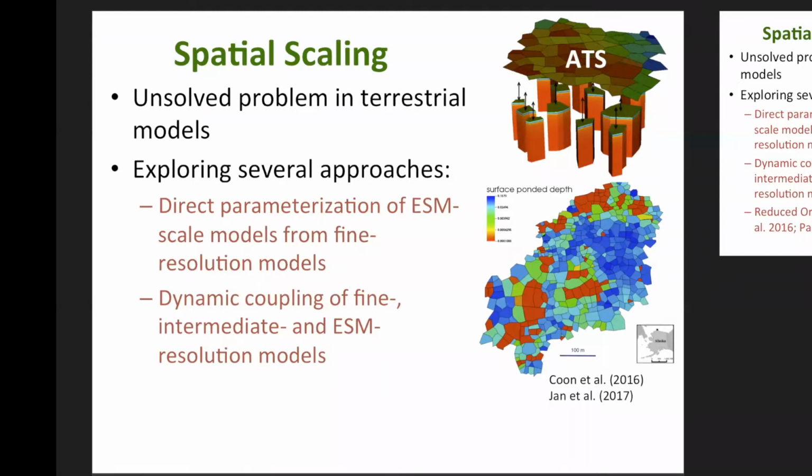And what they've been able to show, this is with the ATS, which is this 3-dimensional model, is that if you simulate the details of the polygons of different types, and then you abstract that to a single column model, you can capture much of the variability in the below ground processes and in the surface water processes.